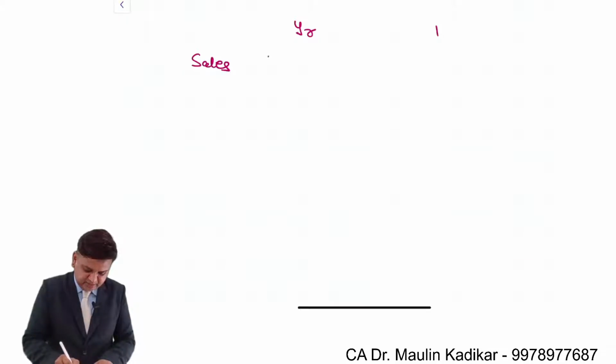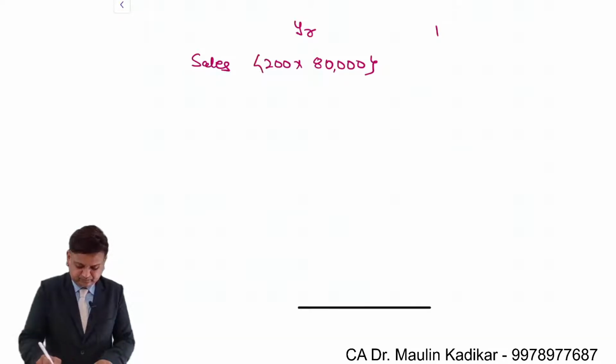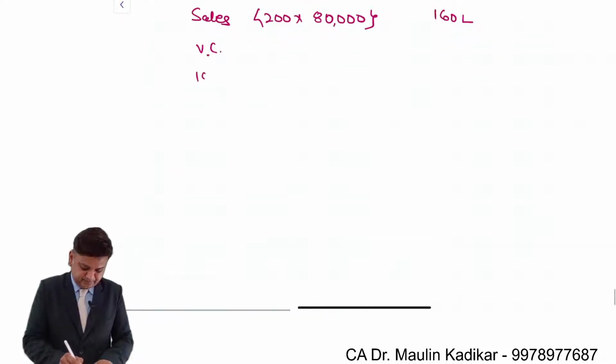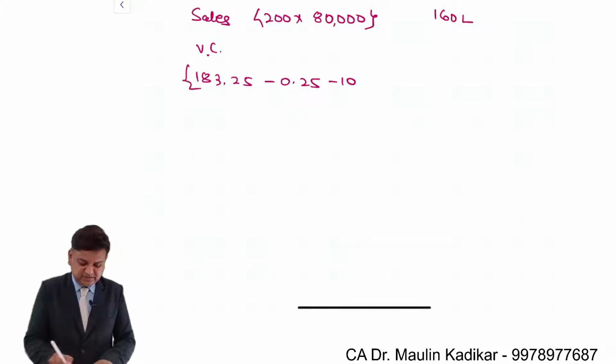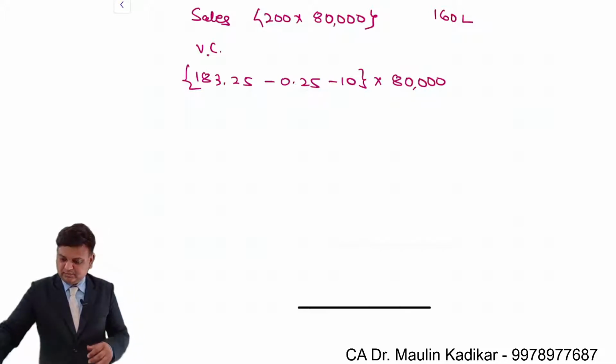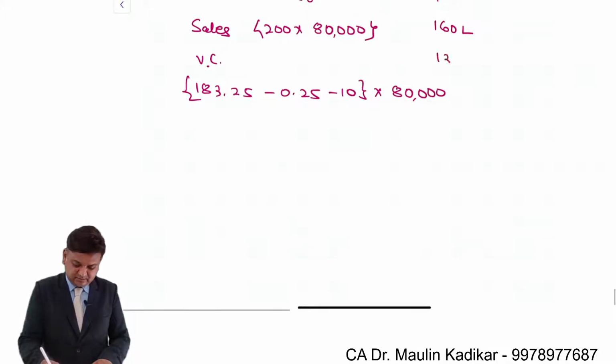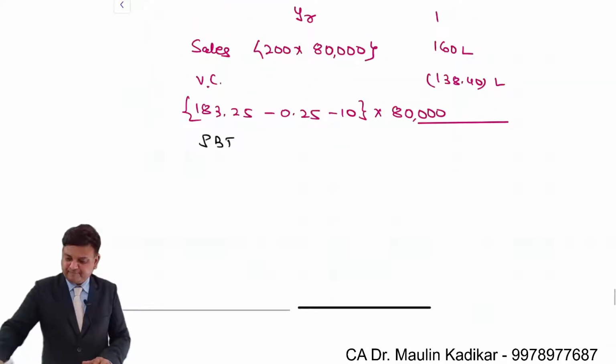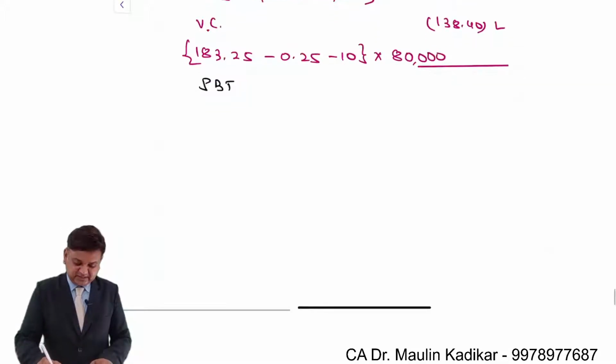So it is 200 rupees per unit into 80,000 number of units. That comes to 160 lakhs. Variable cost: 183.25 minus 25 paise minus 10 rupees, multiplied again with 80,000 number of units. That is 138.4 lakhs. There is nothing else. So we have the profit before taxes. It is 21.6 lakhs.